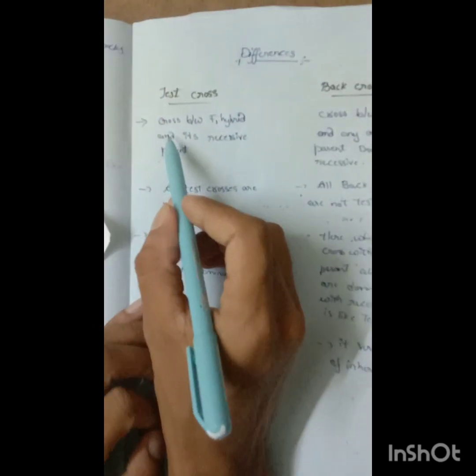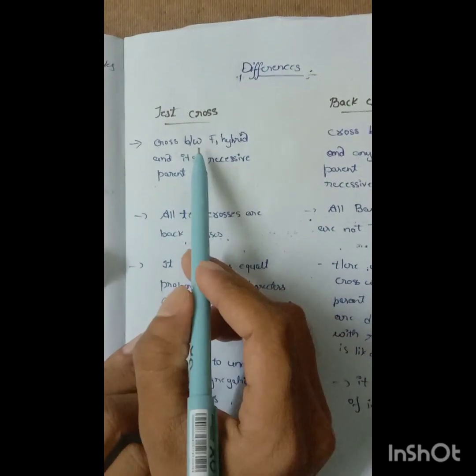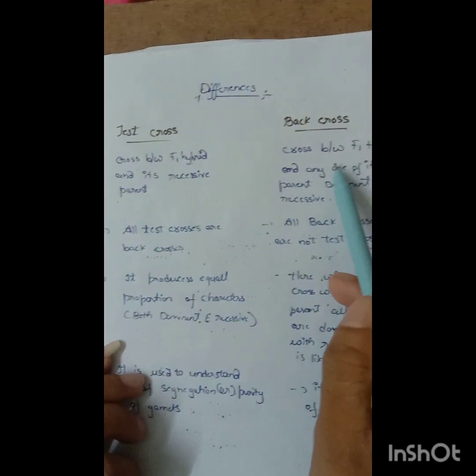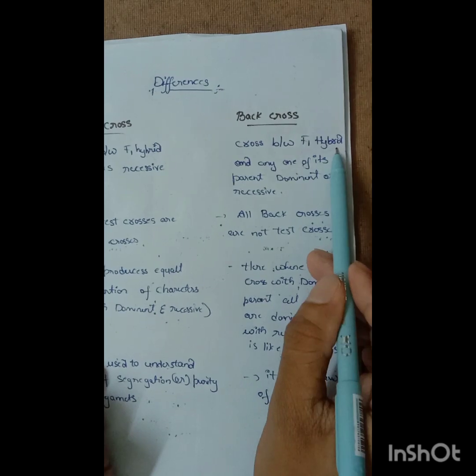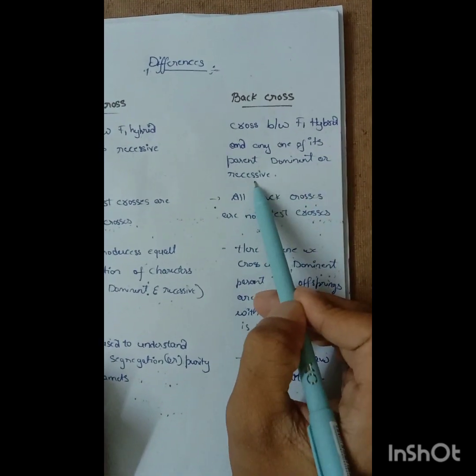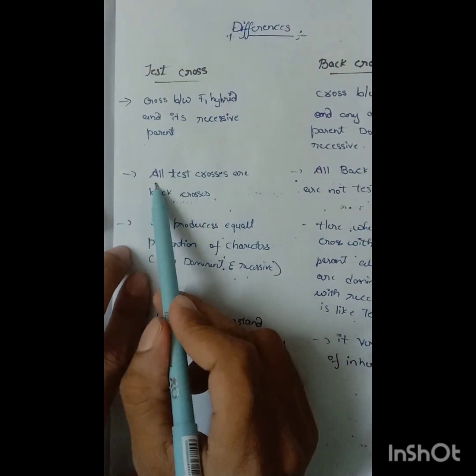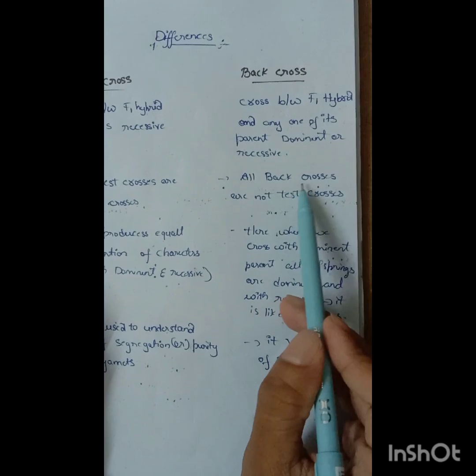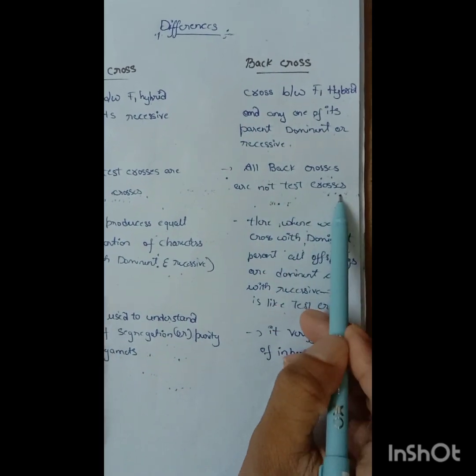So, test cross is defined as a cross between an F1 hybrid and its recessive parent, whereas a back cross is a cross between an F1 hybrid and any of its parents, which may be dominant or recessive. Another difference is that all test crosses are back crosses, whereas all back crosses are not test crosses.